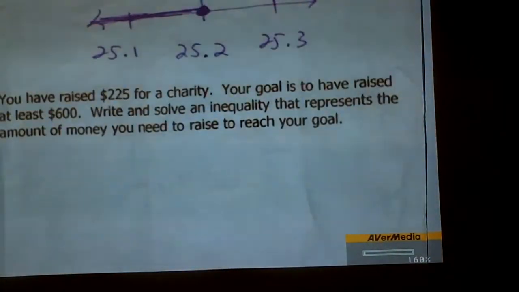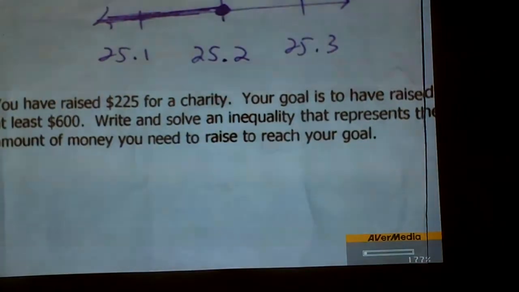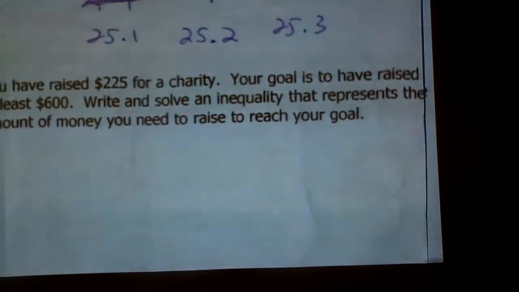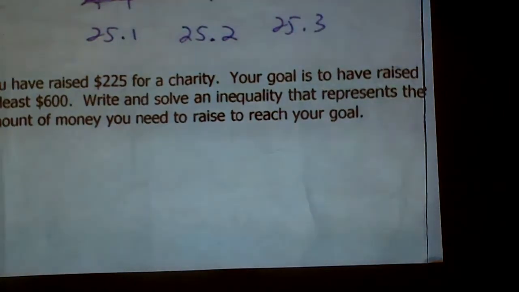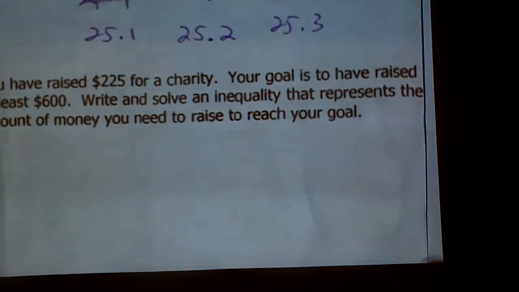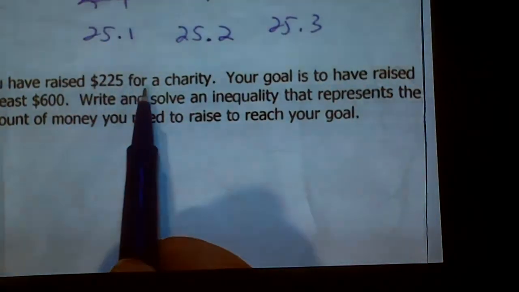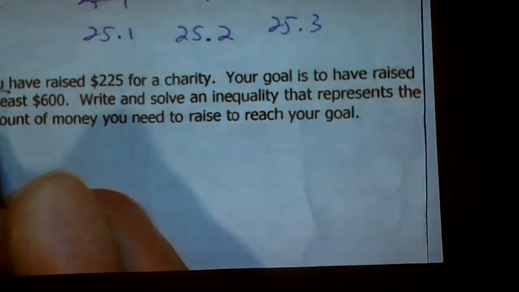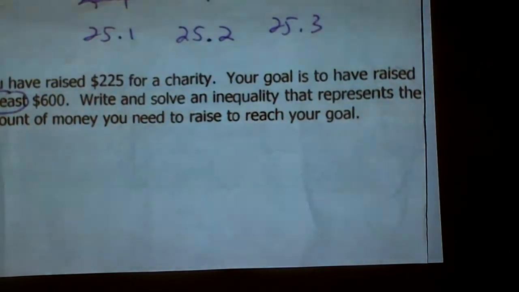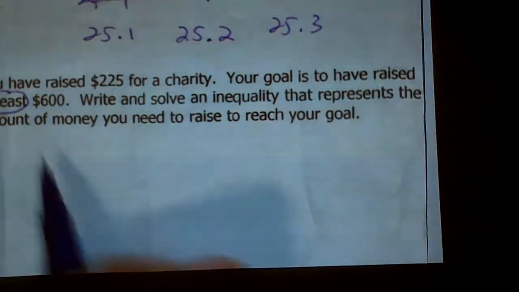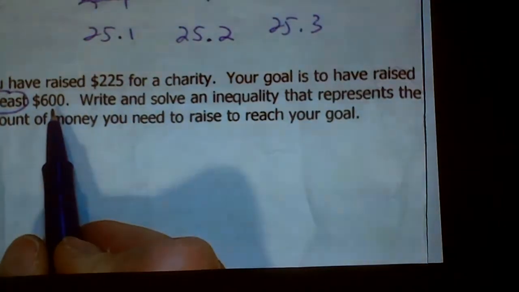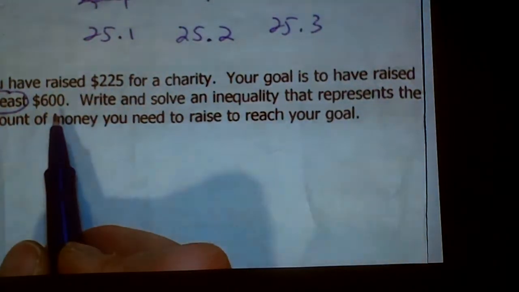All right, last math story for today. I know, it's sad. You have raised $225 for charity. You go. That's awesome. Your goal is to have raised at least $600 though. So I want you to write and solve an inequality that represents the amount of money you need to raise to reach your goal. So you currently have $225. You want to have raised at least $600. So that means your amount needs to be $600 or it can be more than that. It's just the lowest it can be is $600.